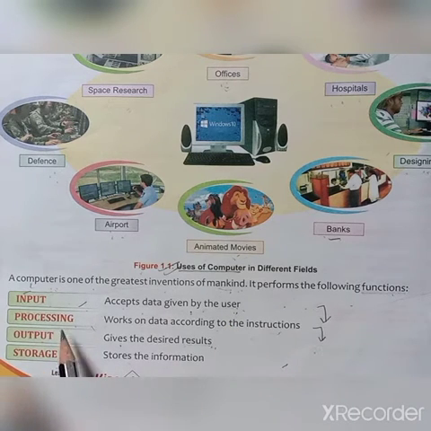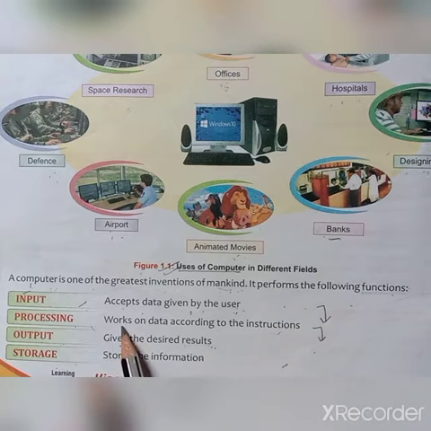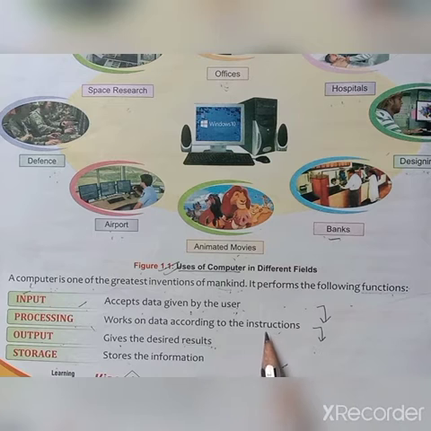Next, processing. What is processing? It works on data according to the instructions. When you give data, processing works on that data with the help of instructions. Output gives the desired result. After processing, output gives us the desired results. Next, storage. What does storage do? Storage is used to store the information.